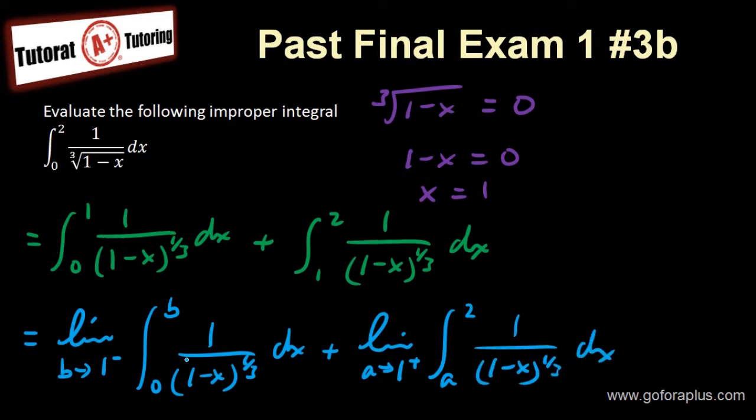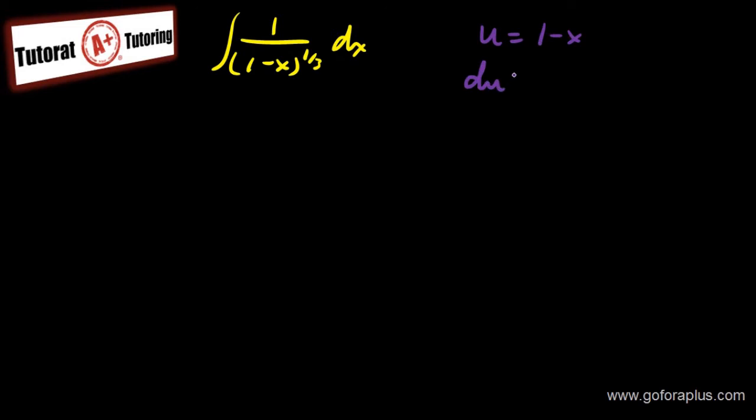Now all I have to do is evaluate this integral first. I have the integral of 1 over (1 minus x) to the power of 1/3. I can think of no method except to substitute first. If I substitute u as 1 minus x, my du is going to be minus dx, so minus du is equal to plus dx.